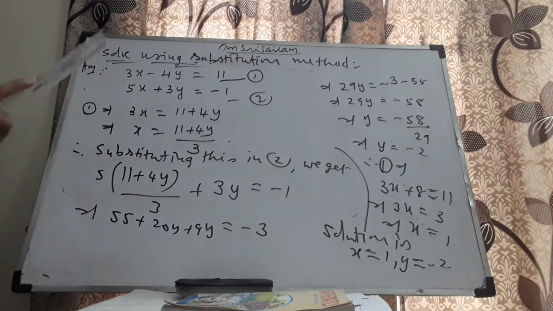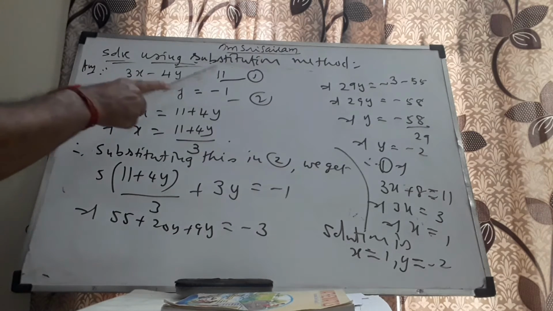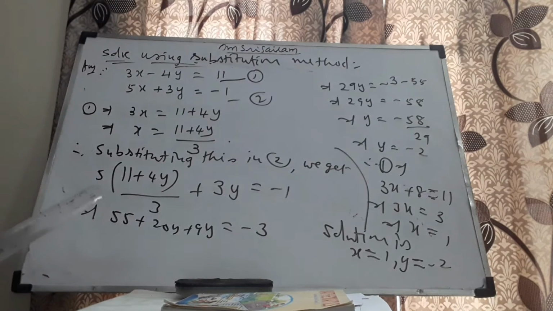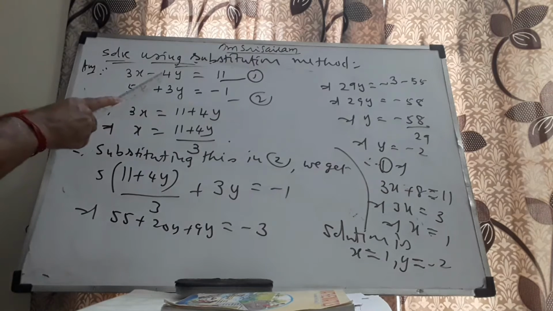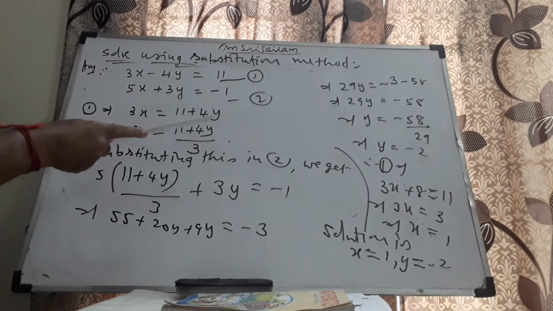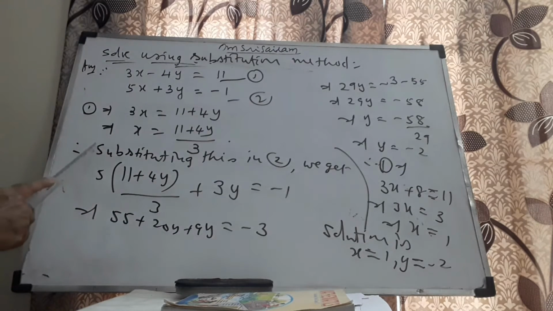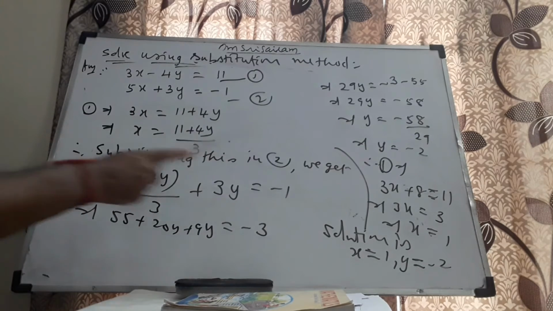Okay, let me just explain once again. 3x minus 4y is equal to 11. 5x plus 3y equal to minus 1. And name them as equation 1 and 2. I have to bring either x in terms of y or y in terms of x. Therefore, from 1, I will write 3x equal to 11 plus 4y. Minus 4y taken to the other side becomes plus 4y. x becomes (11 plus 4y) by 3. Substituting this in equation 2.